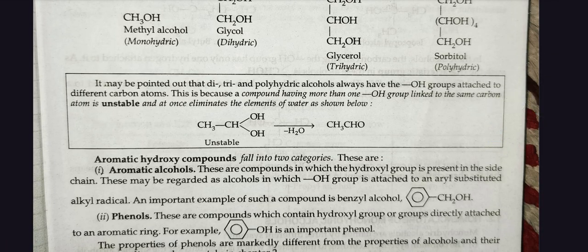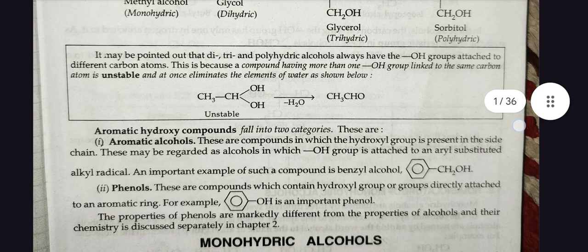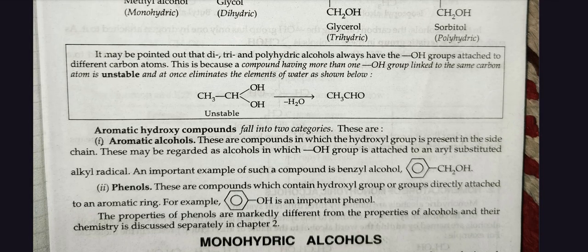Aromatic hydroxy compounds fall into two categories. These are: first, aromatic alcohols. These are the compounds in which the hydroxyl group is present in the side chain. They may be regarded as alcohols in which the OH group is attached to an aryl substituent, an aryl radical. An important example of such a compound is benzyl alcohol.